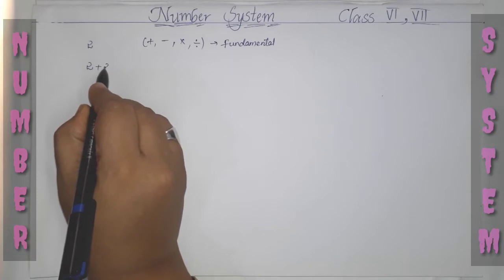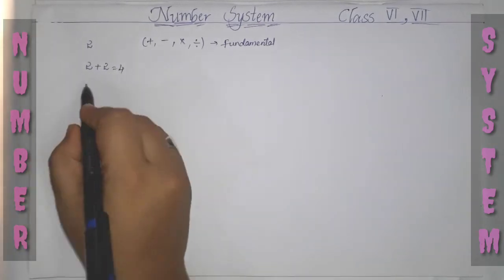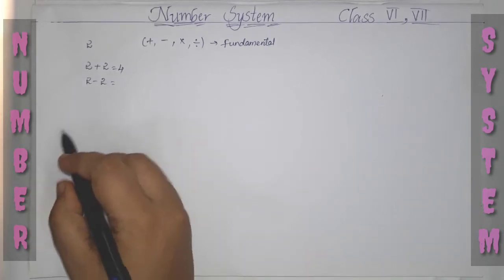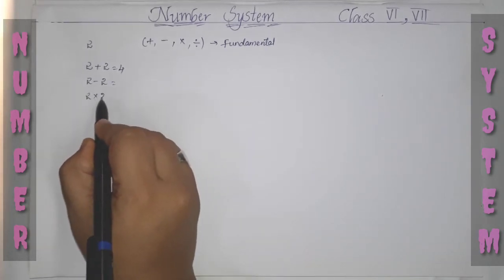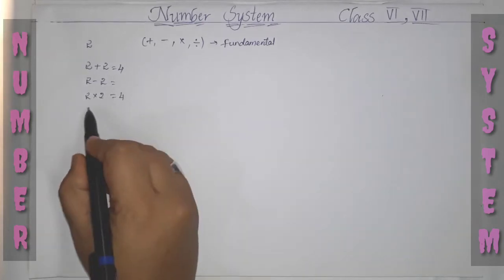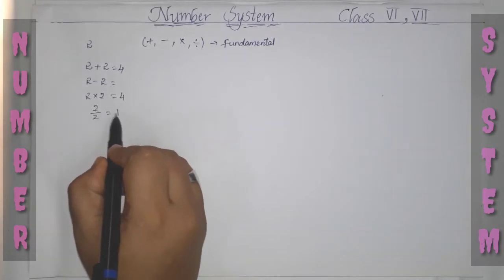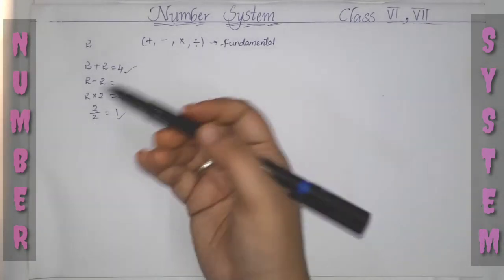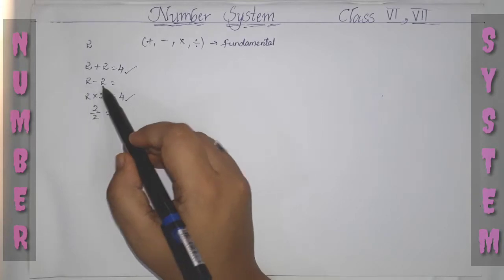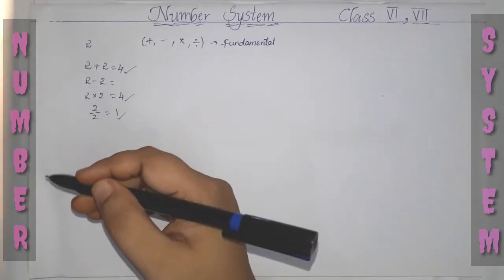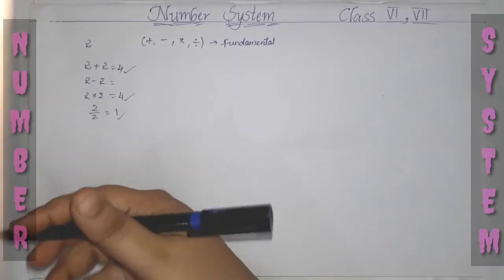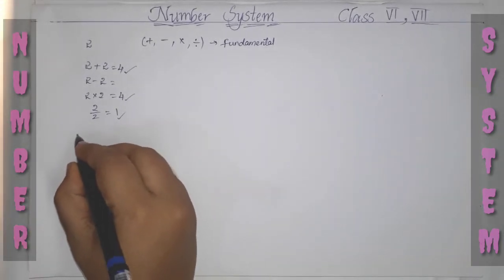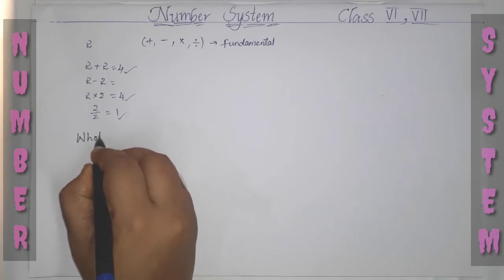2 plus 2, how much? 4. Coming to 2 minus 2, how much? I don't know what I have to write. 2 into 2, how much? 4. 2 divided by 2, 1. Yes, 4 I know, 4 I know, 1 I know. Why? Because 1, 2, 3, 4 are natural numbers. Coming to 2 minus 2, I don't know what to write. So I need a new system. Because of that I introduced a new system, that is whole numbers.